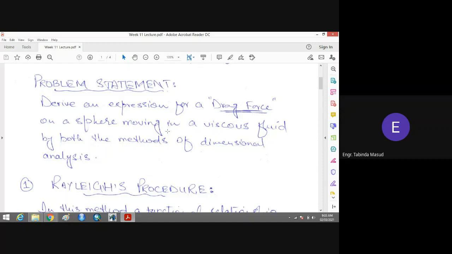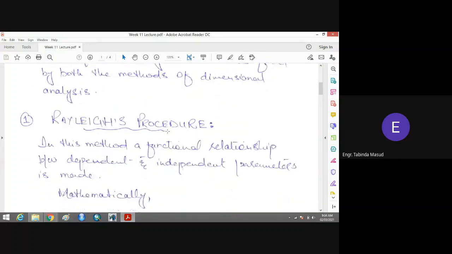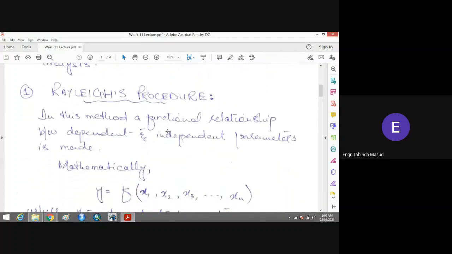The formulas for the drag force are already developed and you can study all these things in great detail in chapter number 10. But let's suppose at this moment we assume that there is no mathematical expression for the drag force and we are the first ones who are going to develop a formula for the drag force. First of all, we will check Rayleigh's procedure.